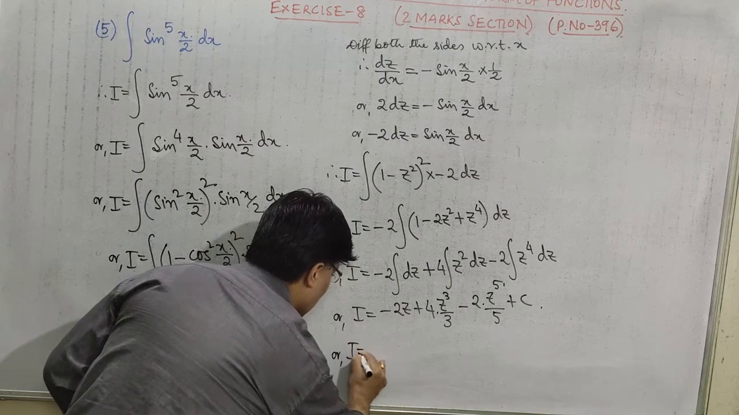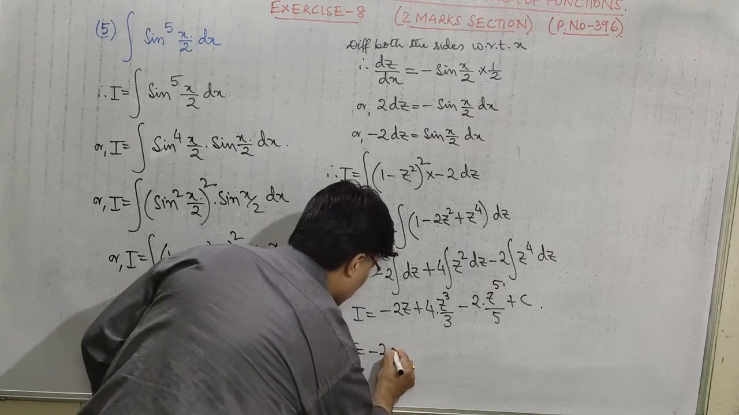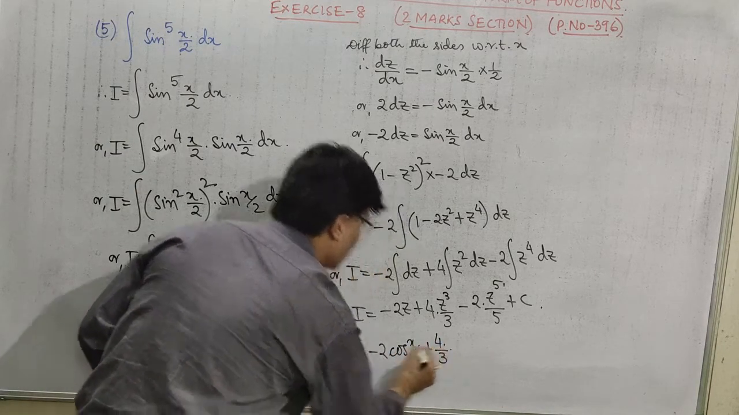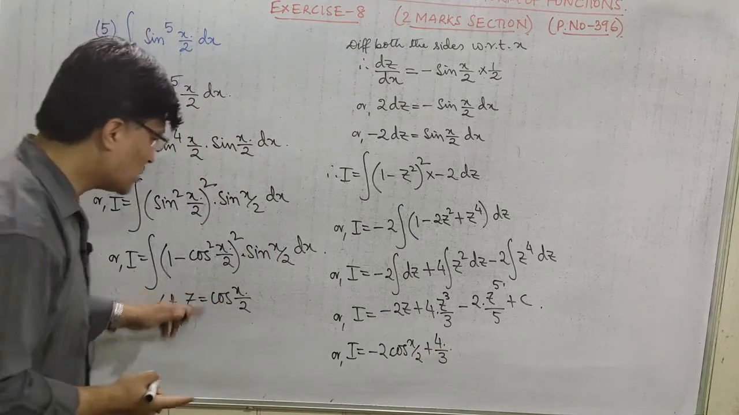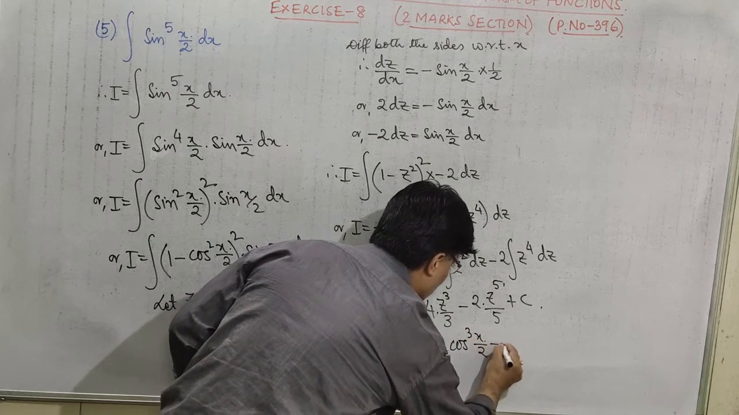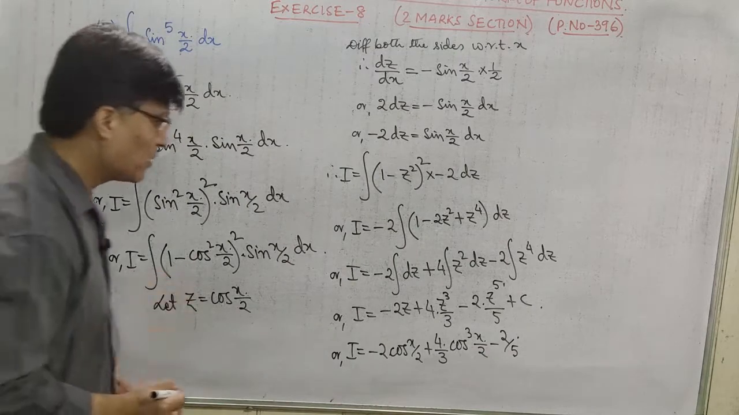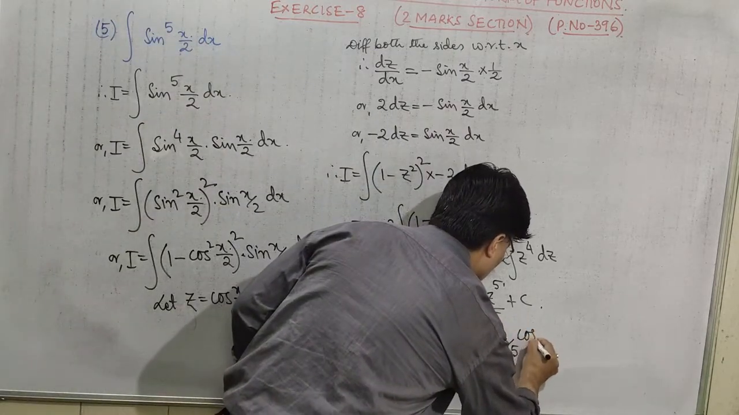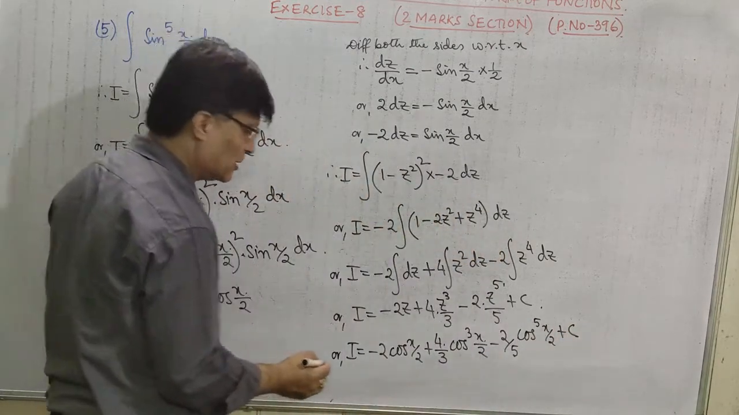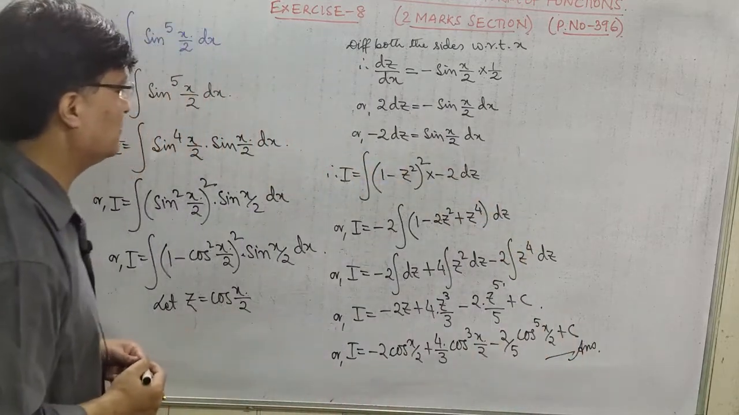Or I is equal to minus 2 into, what is z? Actually z is cos x by 2. So 2 cos x by 2 plus 4 by 3 into, what is z cube? Cos cube x by 2. This is cos cube x by 2 minus 2 by 5 into, what is z to the power 5? Cos to the power 5 x by 2. Then what do we write? Plus c. So this is the final answer.